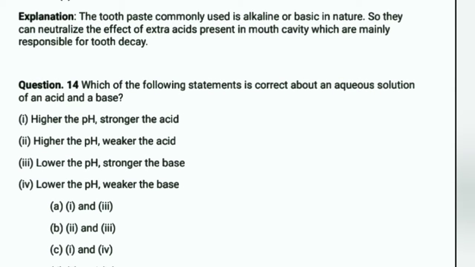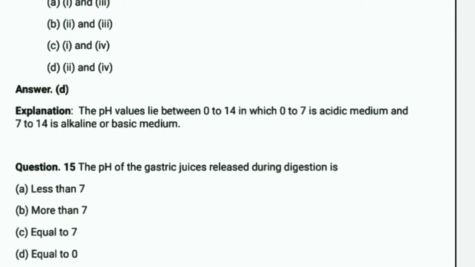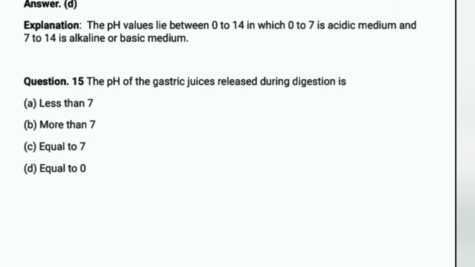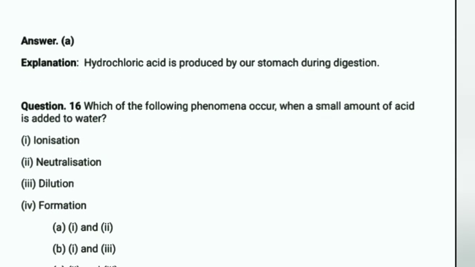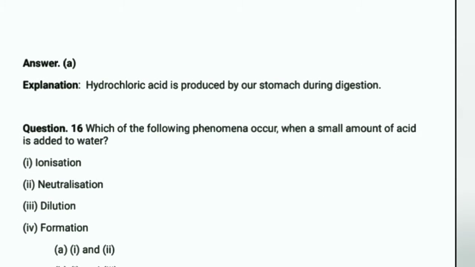Which of the following statements is correct about the aqueous solution of an acid and base? Higher the pH, weaker the acid. Lower the pH, weaker the base. pH value lies between 0 to 14, in which 0 to 7 is acidic medium and 7 to 14 is alkaline or basic medium. The pH of the gastric juice released during digestion is less than 7. Hydrochloric acid is produced by our stomach during digestion.